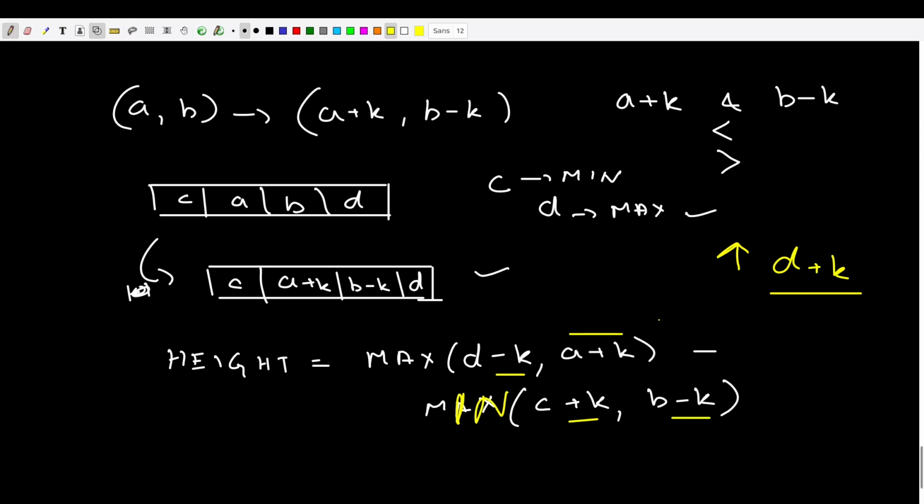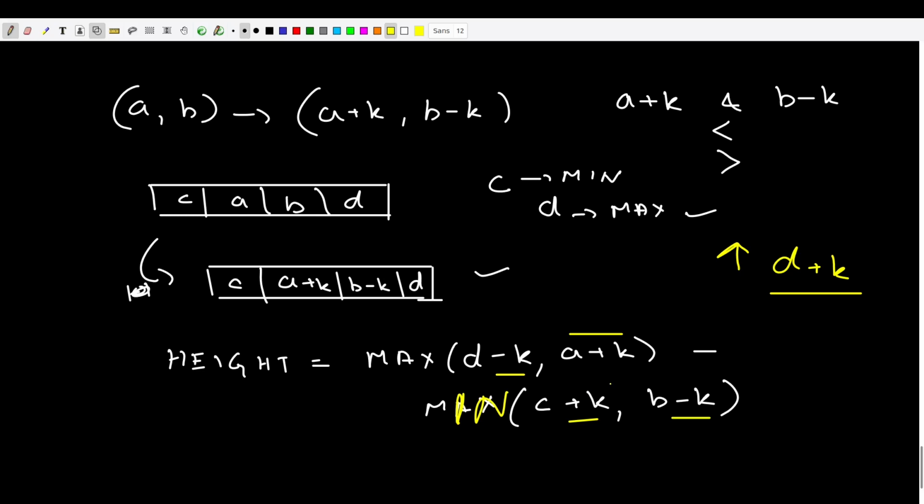Okay. Similarly, in the case of C, C minus K will reduce the height, because of which the difference will increase, right? The difference will be maximized, right? Because of which we are using C plus K rather than C minus K.